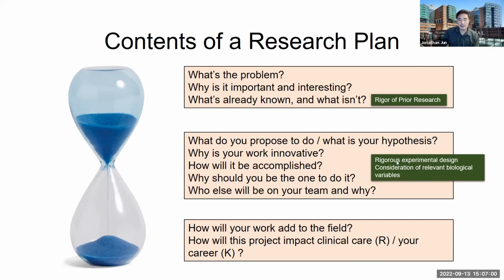In the green box here, when you start talking about your actual action items, this is where you want to exhibit rigorous experimental design, rigorous attention to detail, consideration of all the relevant biological variables in the study as well, whether that's a basic science project or a clinical study. So keep in mind those green boxes because they fit into the contents of the plan in terms of the qualities that you're trying to exhibit as you talk about the plan. All right.